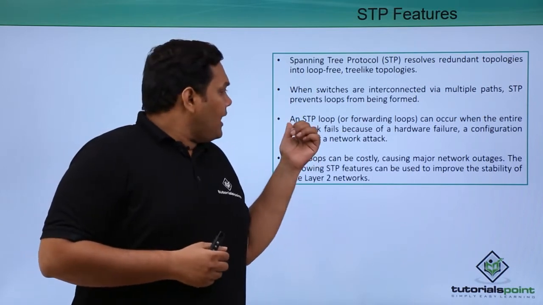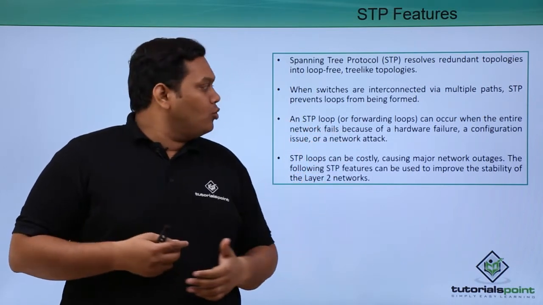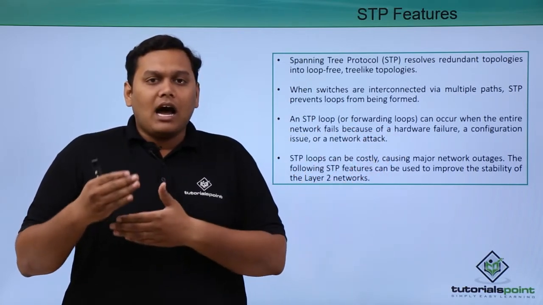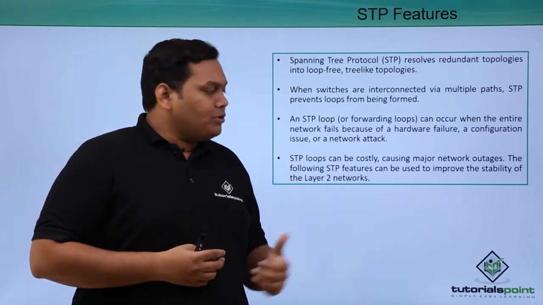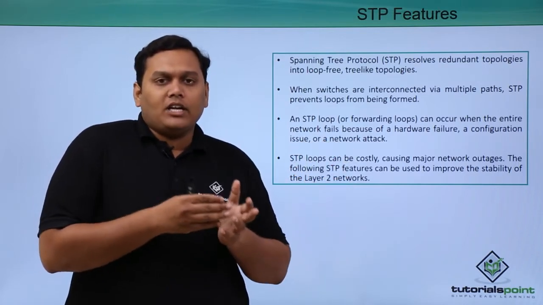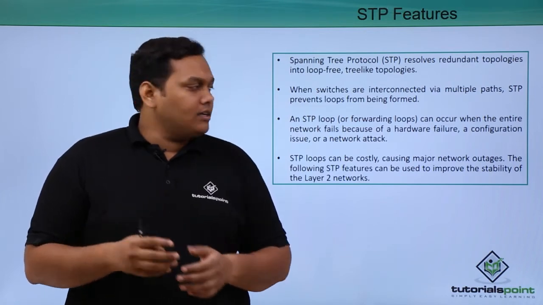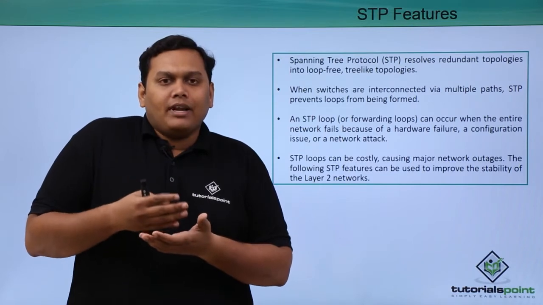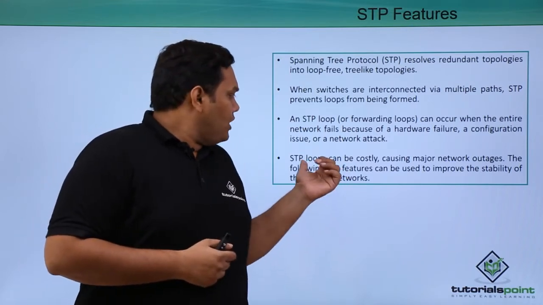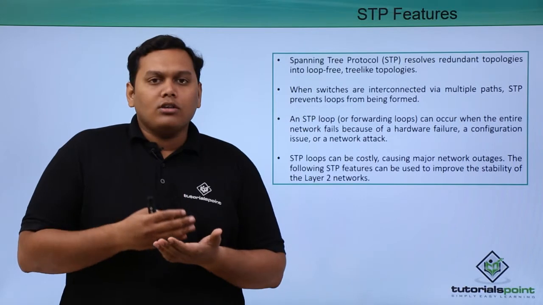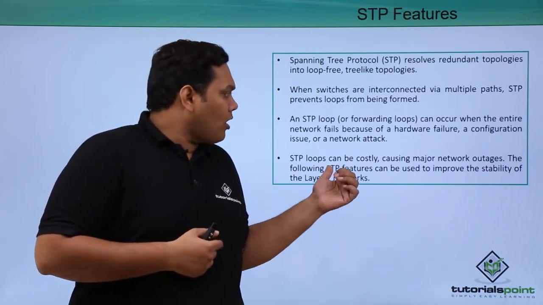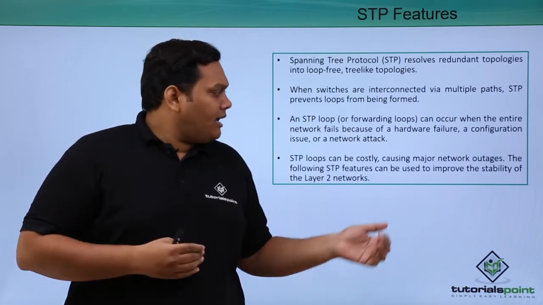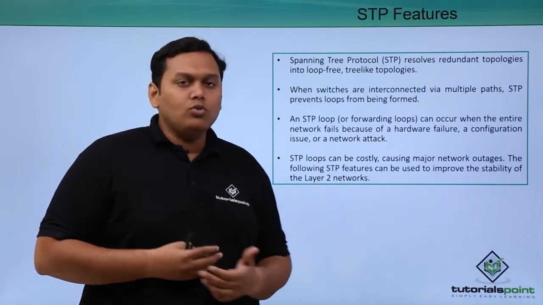So an STP loop, or a forwarding loop, can occur when the entire network fails because of a hardware failure, a configuration issue, or a network attack. So, when a network attack or a configuration failure occurs, then the STP loop can occur, where the entire network fails. STP loops can be costly and cause major network failures or outages. The following STP features can be used to minimize the effect and stabilize layer 2 networks.